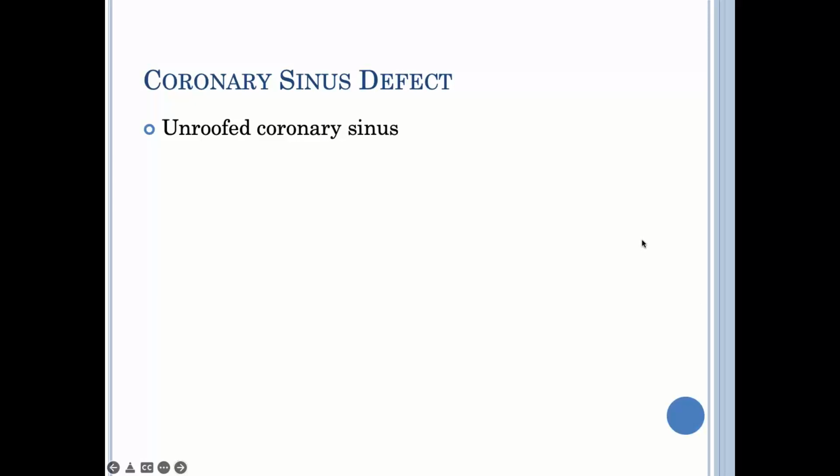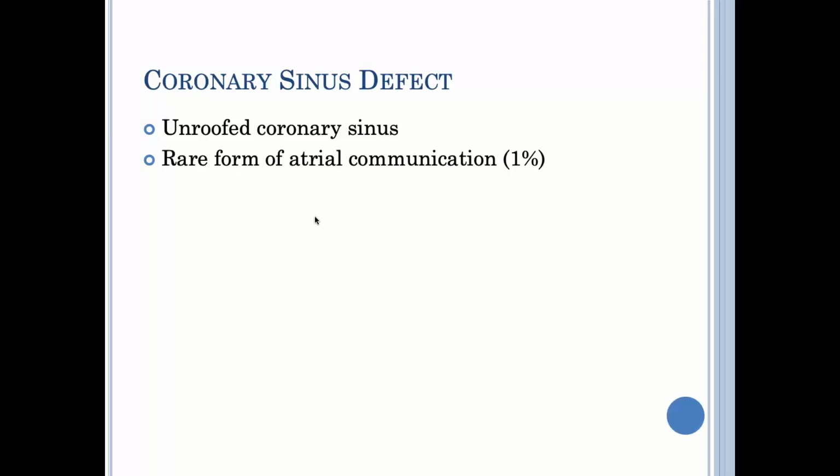And then coronary sinus defects. So it's basically an unroofing of the coronary sinus. That's the other terminology that's very commonly used. It is quite rare, maybe about 1% of atrial communications.